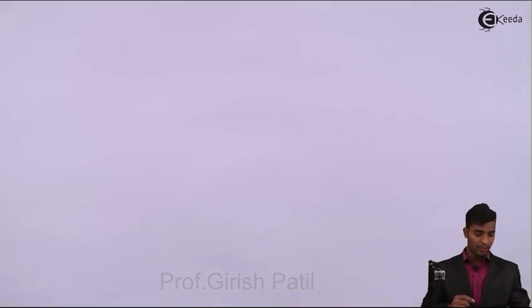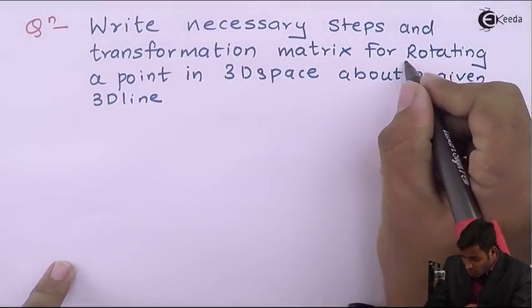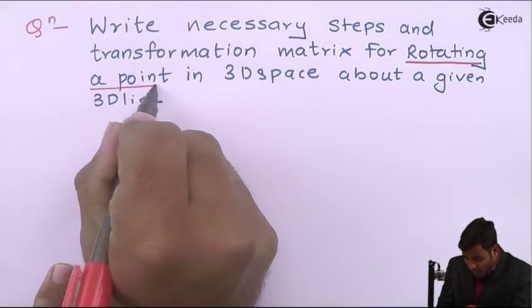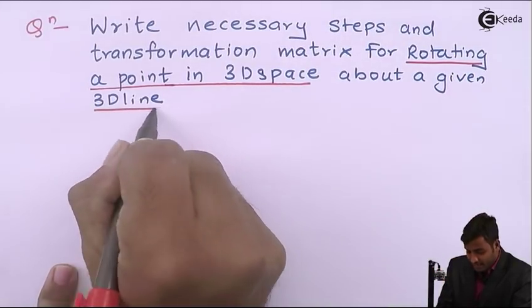Hello friends, in this video we will solve problems based on 3D transformation. So here is the first problem. Write the necessary steps and transformation matrix for rotating a point in 3D space about a given 3D line.